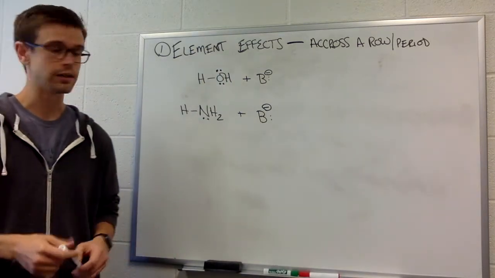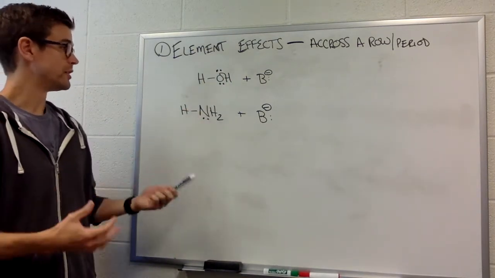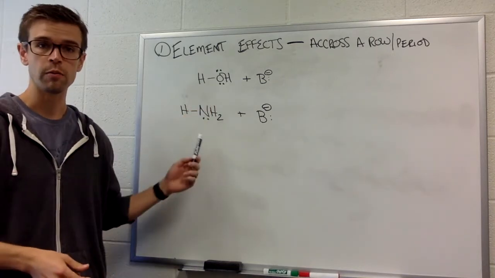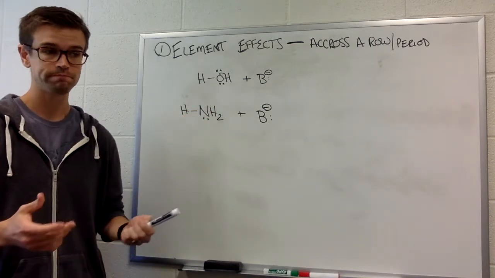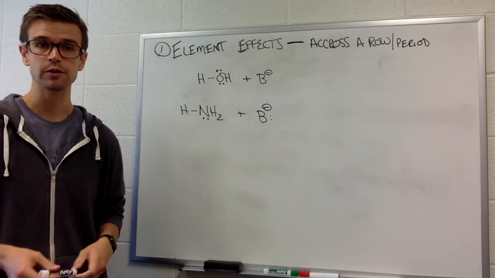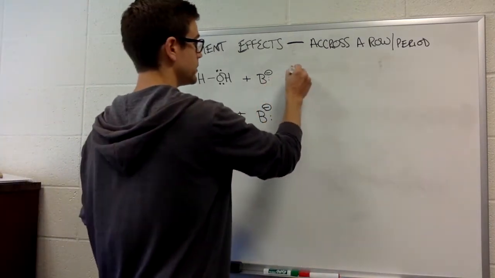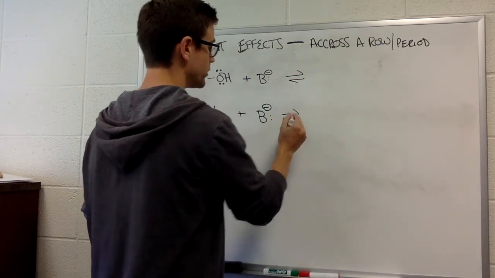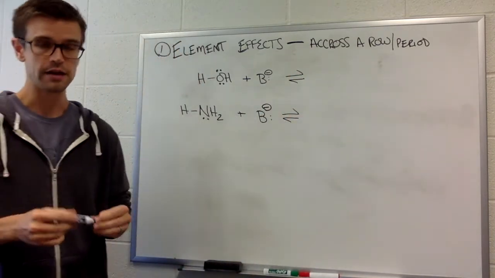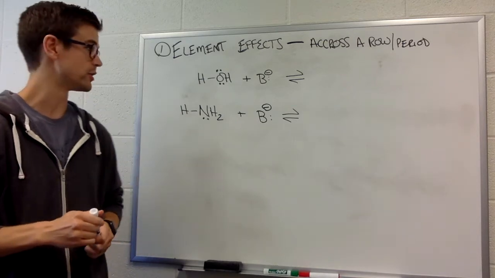So what we're asking ourselves is, which is more acidic, water or ammonia? And if we follow the steps that we learned in the last video, what do we have to do? We have to draw the conjugate bases, so what would be on the other side of these arrows, and determine which of those two is more stable.